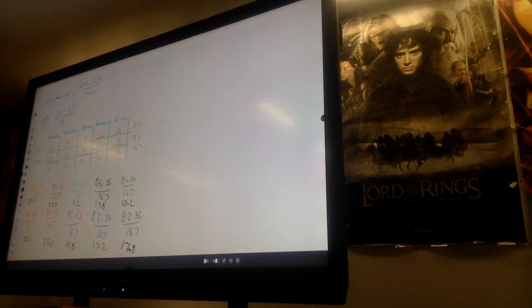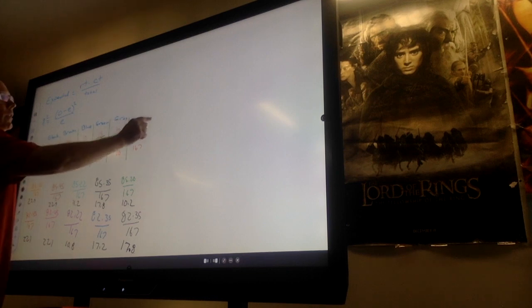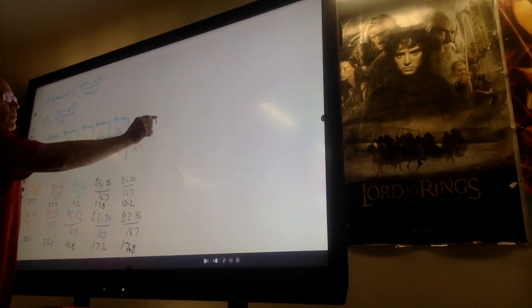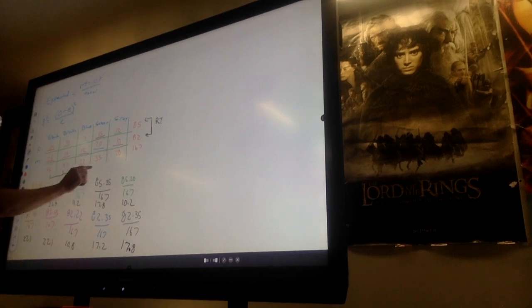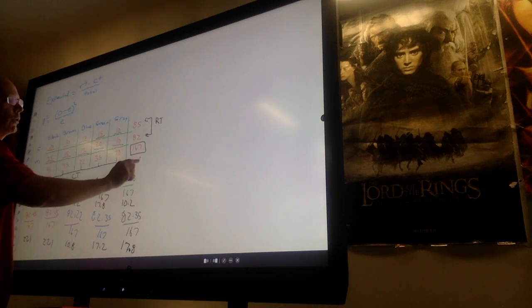All right, so it's going to be the row total, 85, times the column 22, divided by 167. That's right. So when you're going through these, these are your row totals, and then all of these are your column totals. And then this is your overall total.